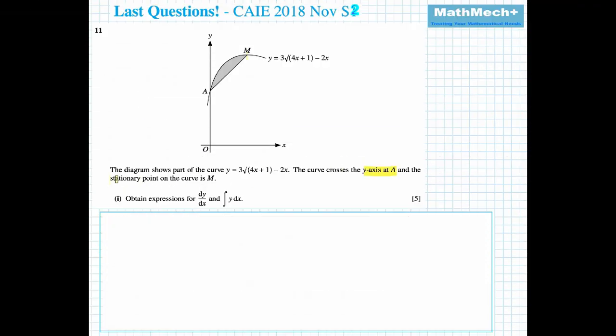In our second to last question from 2018 in November, we have a curve and a line from A to M. M is a stationary point and A crosses at the y-axis. We have to find our derivative and we have to integrate as well. So there's our function just rewritten with a clear exponent for easier calculation.